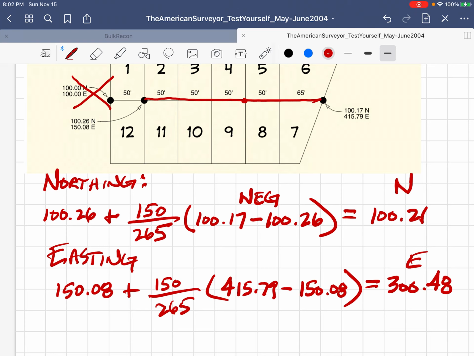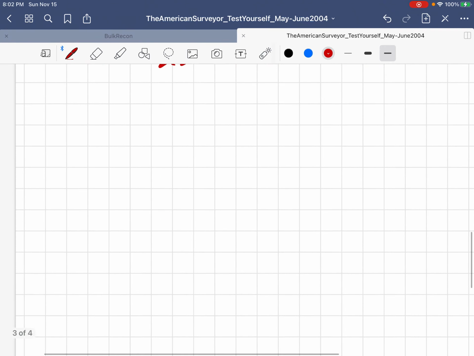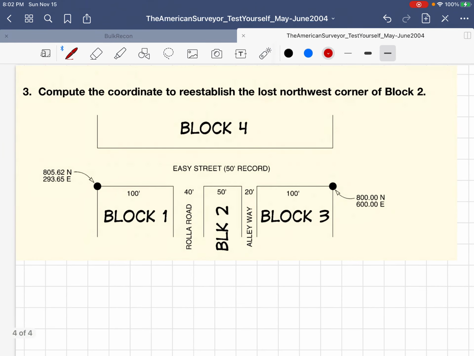So the idea here is that if there's excess or deficiency in our measured distances, it gets proportioned out evenly between the different lots.